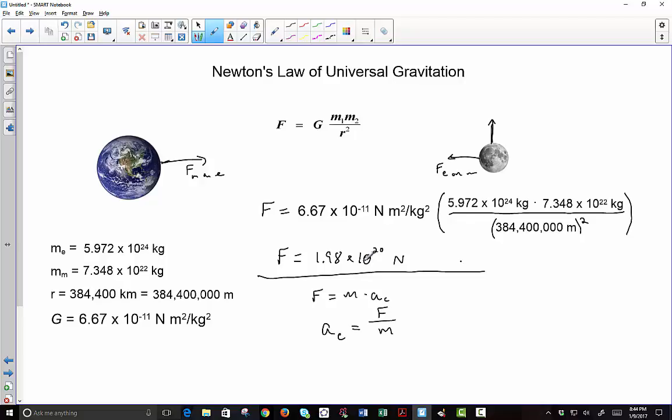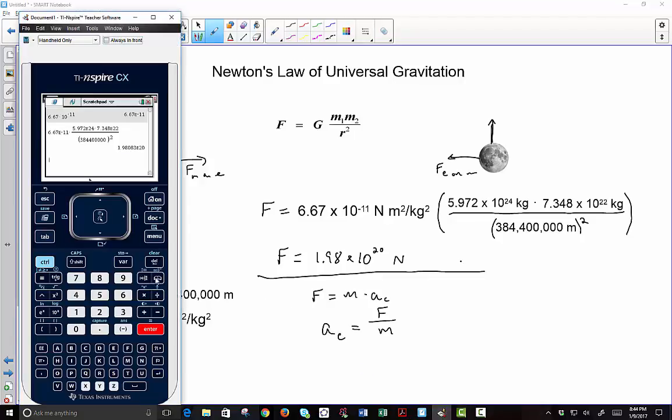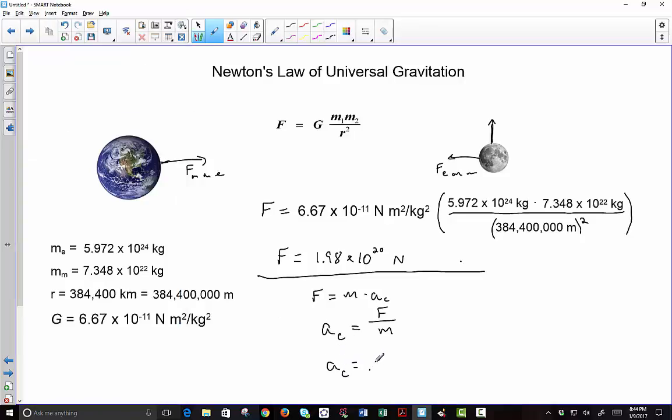So I'll just take this quantity and divide it by the mass of the moon, 7.38 times 10 to the 22nd power. So we have a centripetal acceleration of 0.002. Not very much acceleration. AC is 0.002 meters per second squared. It's very small, very tiny. So it doesn't come slamming down into the earth.